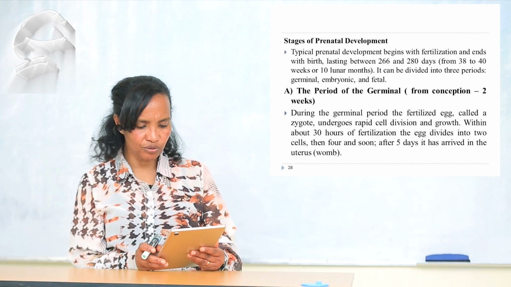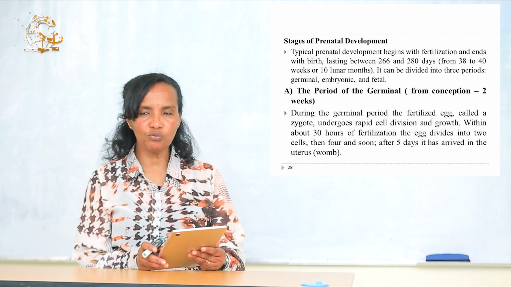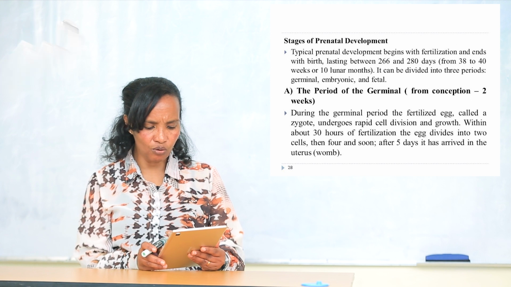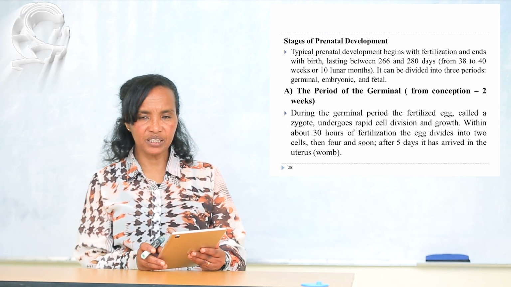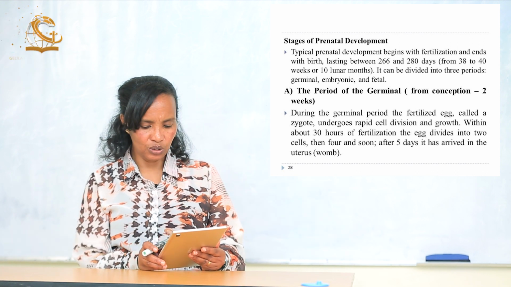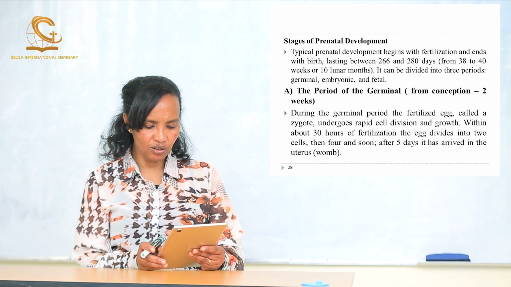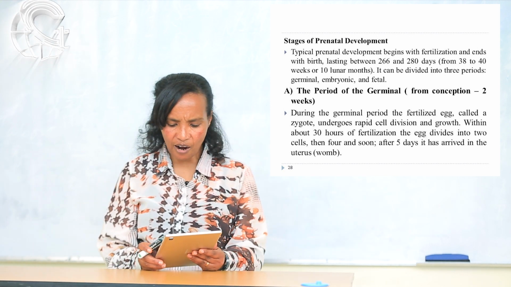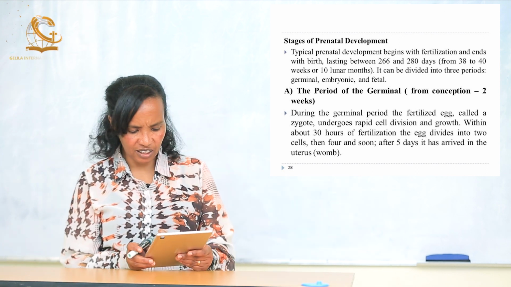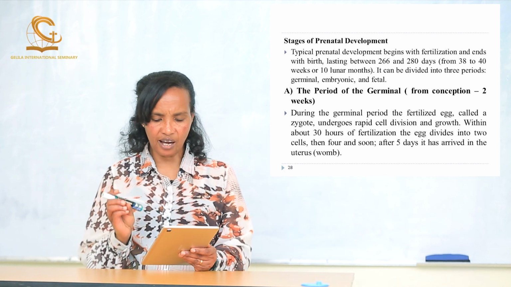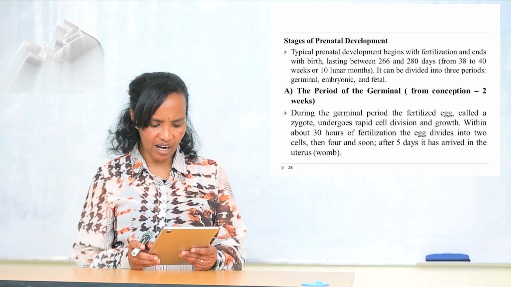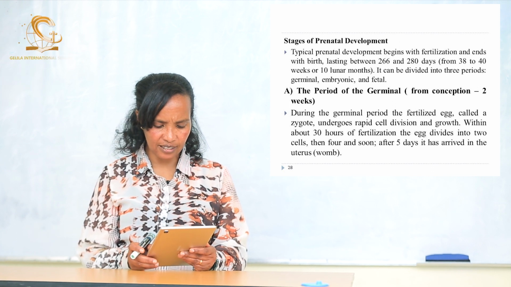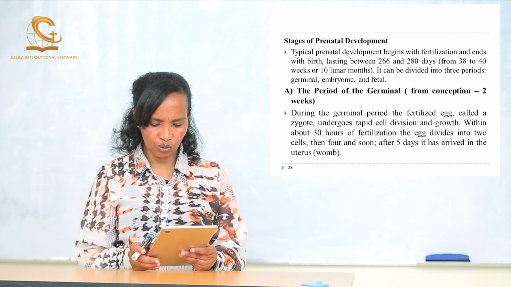The first period of prenatal development is the germinal period. It is from conception to 2 weeks. During the germinal period, the fertilized egg, called a zygote, undergoes rapid cell division and grows. As we have said, life already begins during conception, and it undergoes cell division and grows. Within about 30 hours of fertilization, the egg divides into 2 cells, then 4, and so on. After 5 days, it arrives in the uterus.